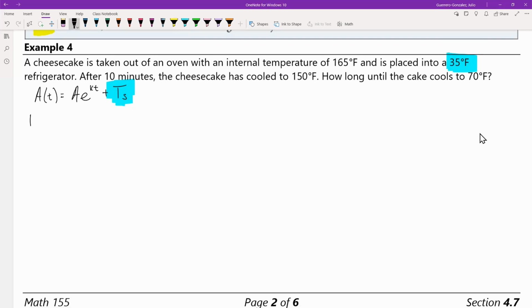And so I'm going to write that first, 35 degrees Fahrenheit. And my A is going to be the difference between the initial temperature of my thing and the temperature of the surroundings. So keep this in mind, this is what gets a little funky. It started out at 165 degrees, and then I'm sticking it into a fridge that's 35 degrees, so there is a difference in temperature there. The difference in temperature is going to be 165 minus 35, and that's going to be 130.